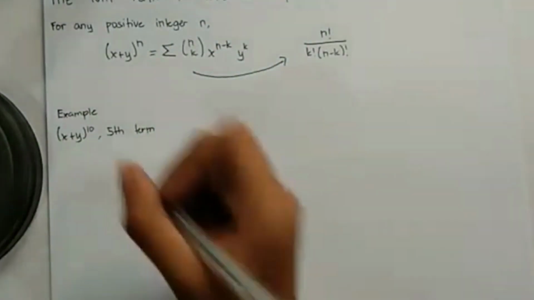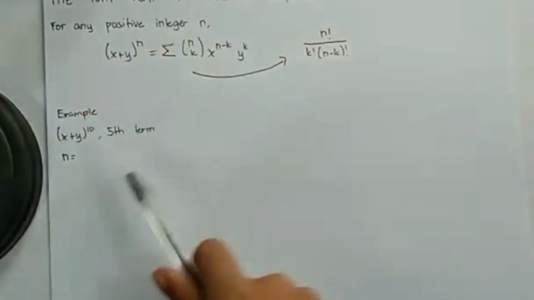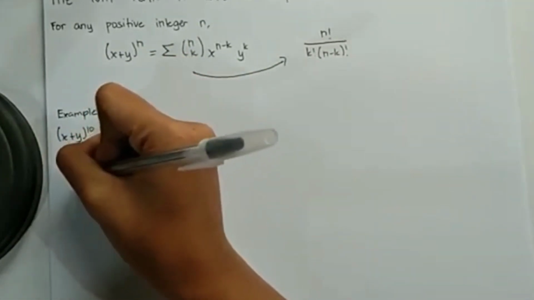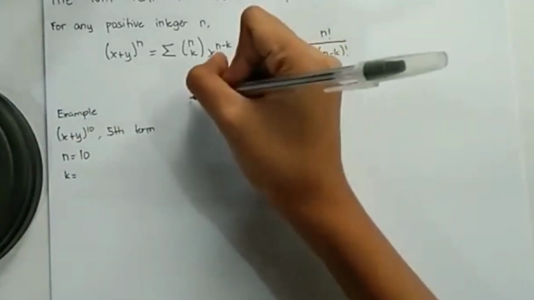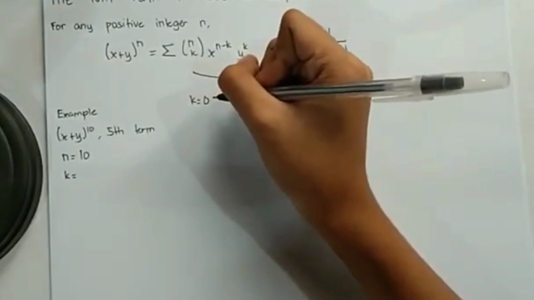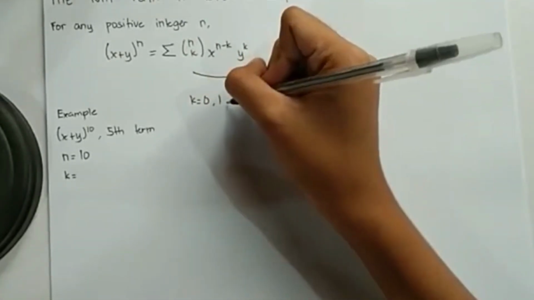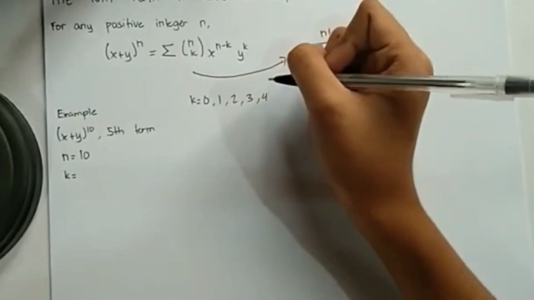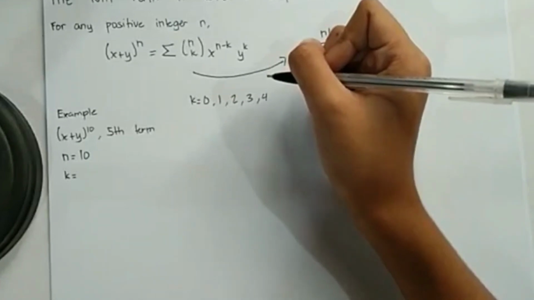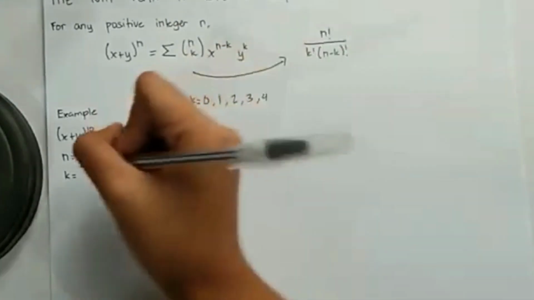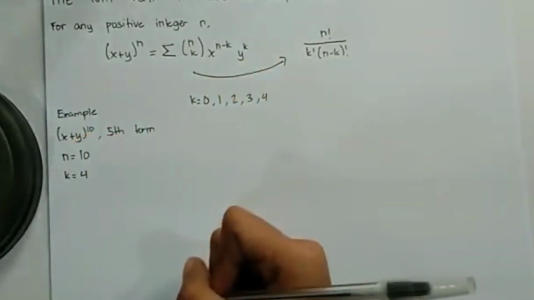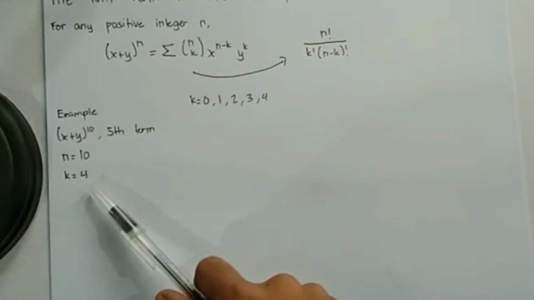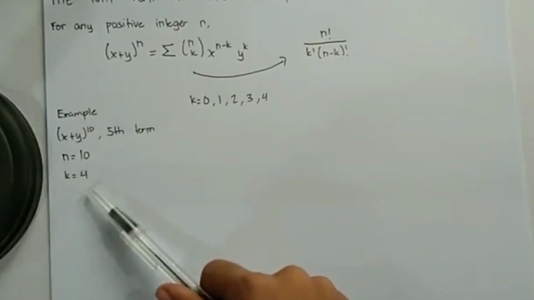Let's identify first our given. n is equals to our exponent, which is 10. Then our k, since k represents 0 our first term, 1 our second term, 2 third term, 3 fourth term, and 4 is our fifth term. So meaning our k here is equal to 4. So using the formula, we can now find the fifth term where n is equals to 10 and k is equals to 4.